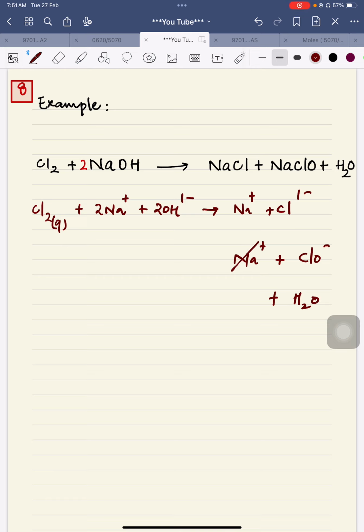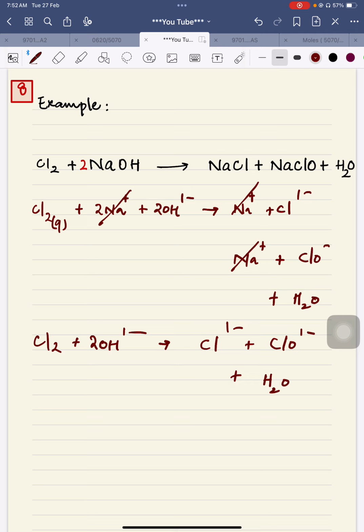So here the spectator ions are Na and Na. So the remaining equation will be Cl2 and 2OH minus, along with Cl minus and ClO minus and H2O as well. Okay, so this is the equation along with the spectator ions which I have written here.